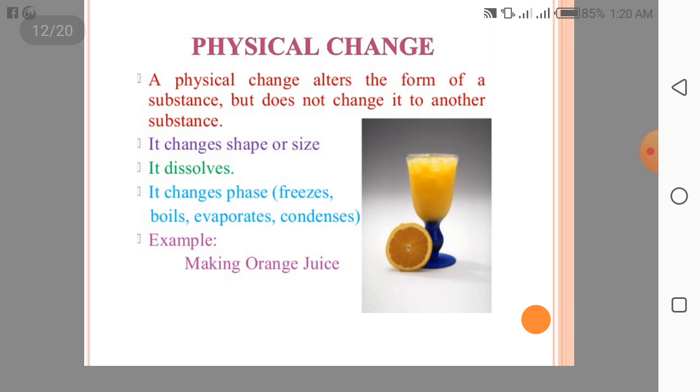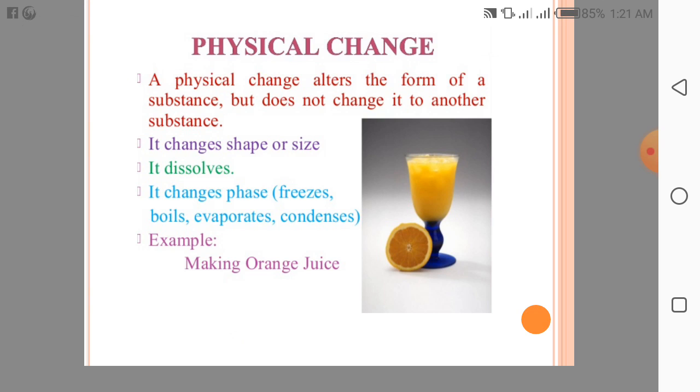A physical change is a change in which no new substances are made and the internal molecular structure stays the same. A physical change alters the form of a substance but does not change it to another substance. It means that it goes back to its original form. It changes the shape or size. It dissolves. It changes phases. For example, freezing, boiling, evaporation, condensation.